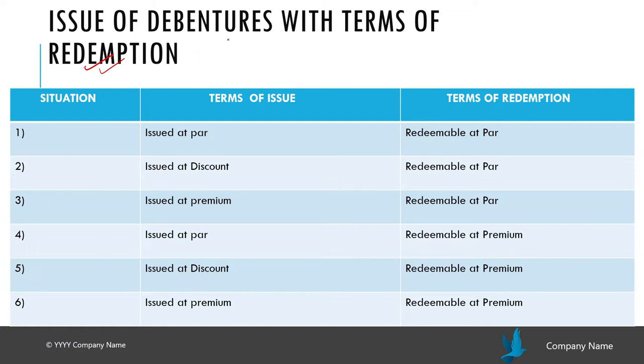Let's study the issue of debenture with terms of redemption. That means at the time of issue only you get to know what would be the condition of redemption. Now you might be thinking, what is redemption?